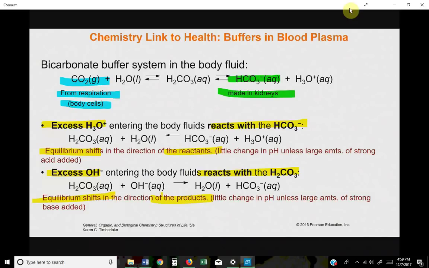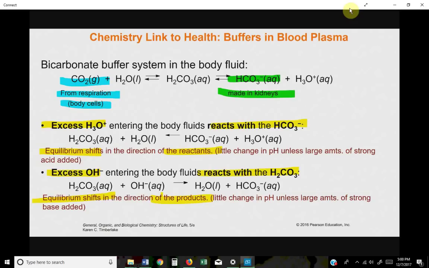So if we have any excess acid or hydronium entering the body, then the bodily fluids are going to react with the bicarbonate. Remember, in the buffer, if we add acid, then the base in the buffer is going to react with the acid, and we will have a shift in our equilibrium to the left. Okay, and if we have a decrease in our hydronium concentration, then our pH is only going to change slightly if we don't put too much acid in the system.